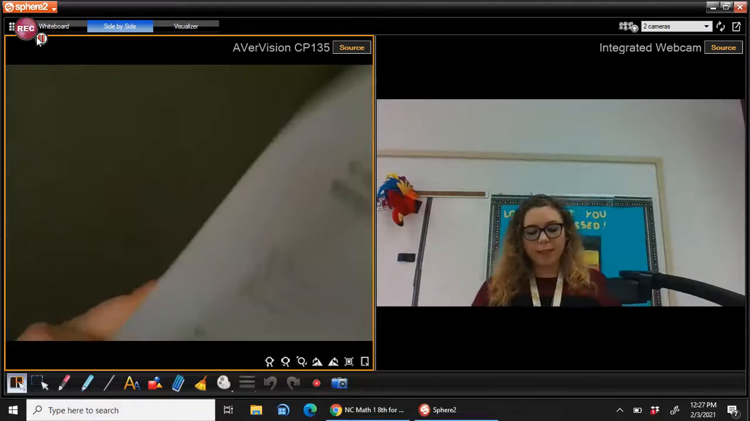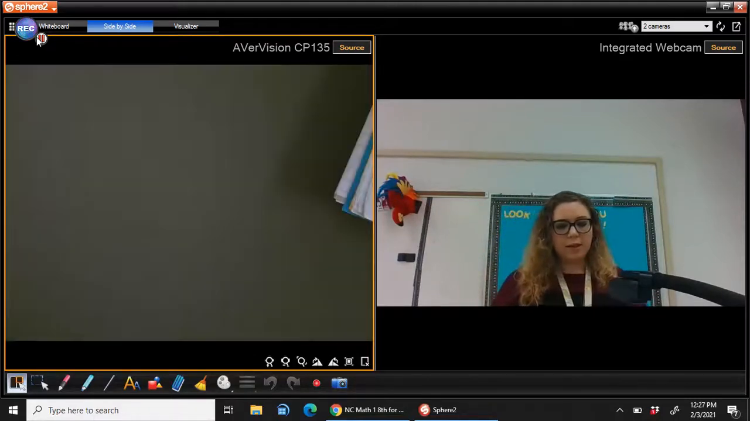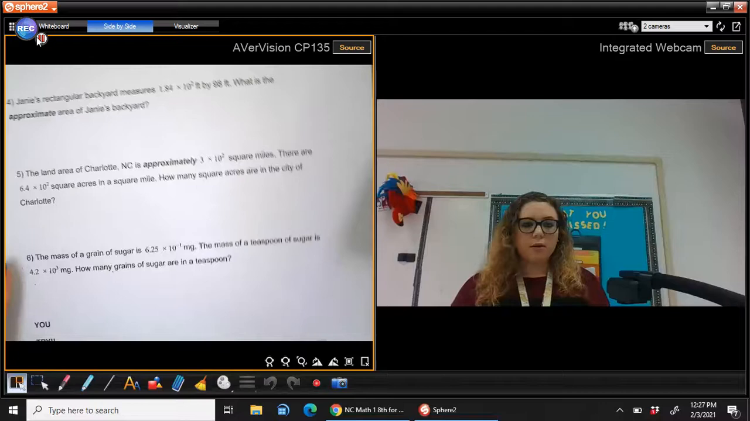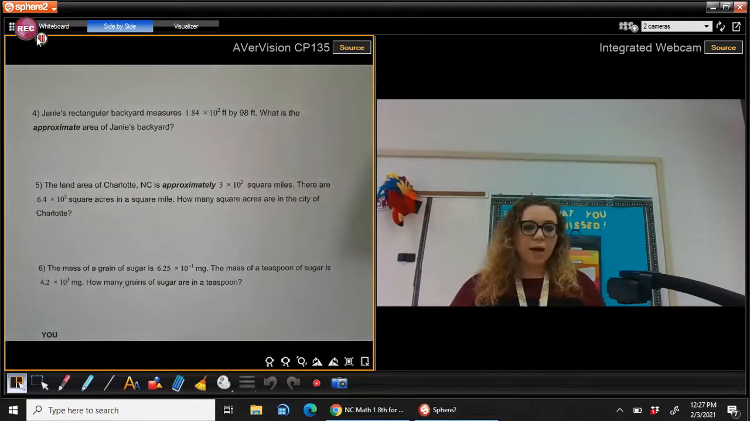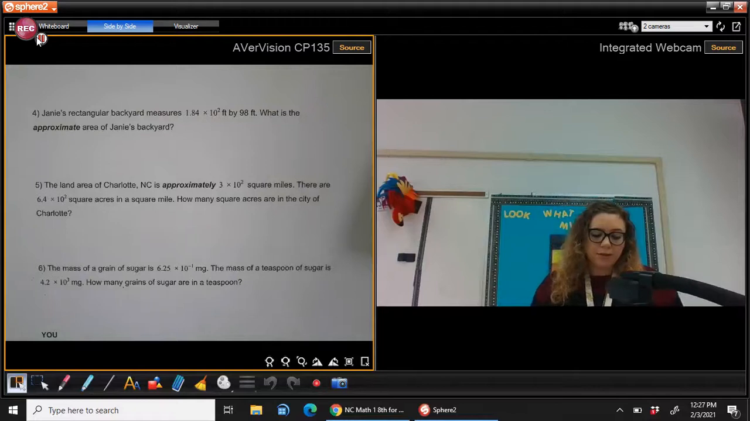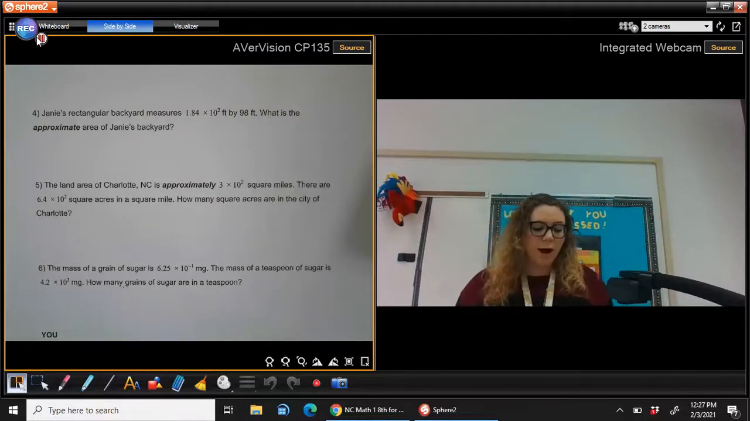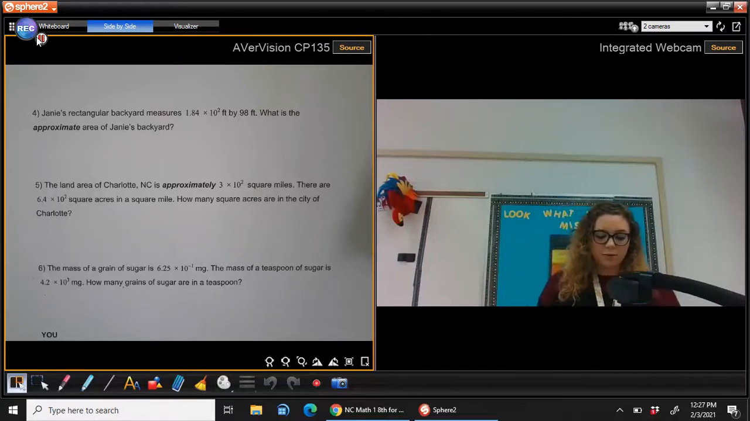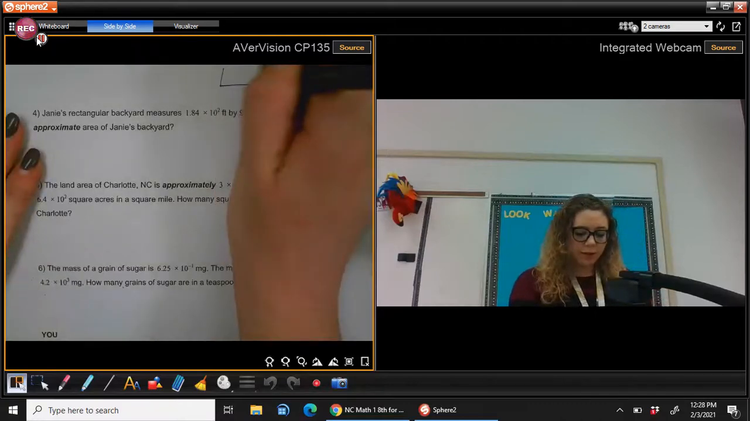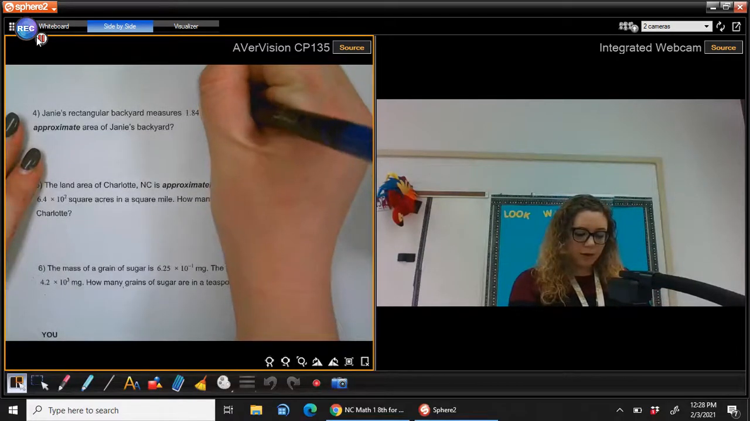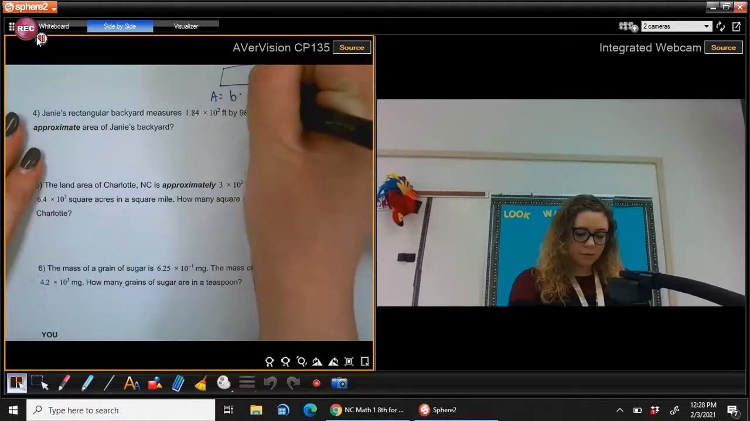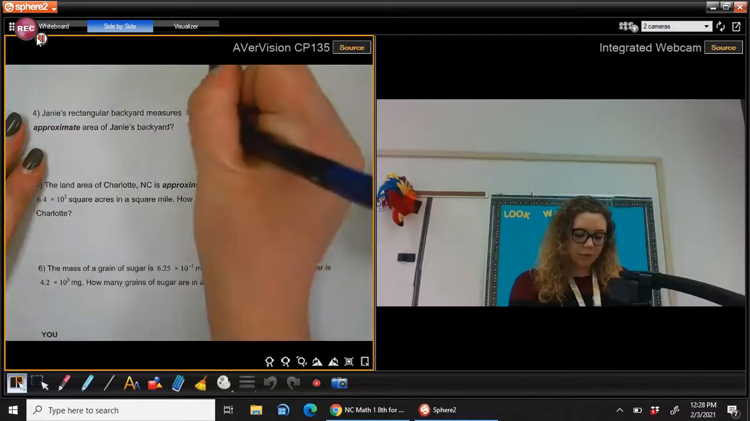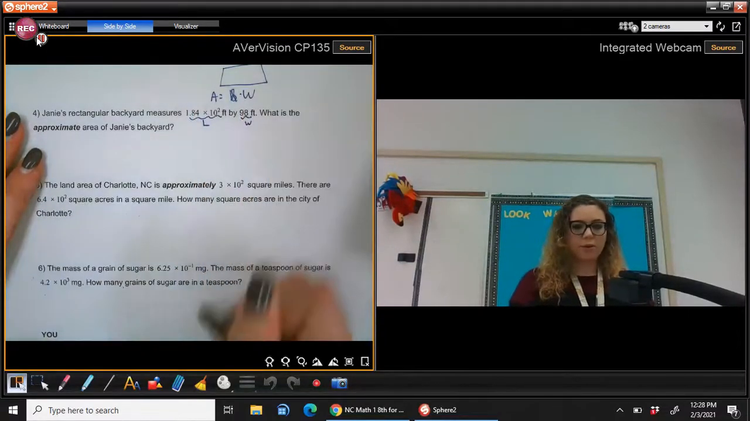Okay, how many times? This one is more of a multiplication kind of problem, where you're going to be multiplying them. Janie's rectangular backyard measures 1.8 times 10 to the 2nd feet by 98 feet. What is the approximate area of Janie's backyard? If you remember, the area of a rectangle is just length times width. So we have my length and we have my width, so we're just going to multiply them.